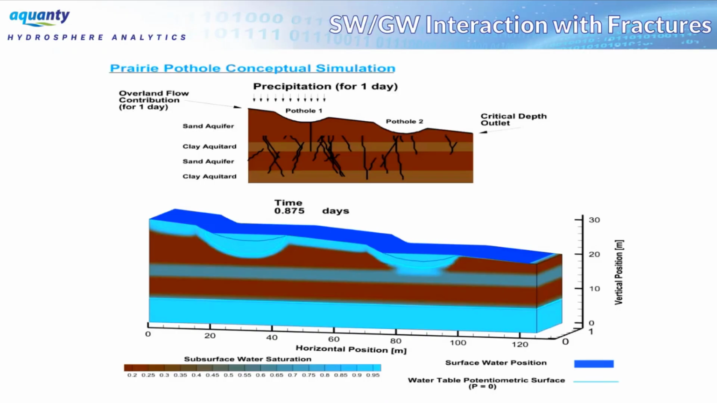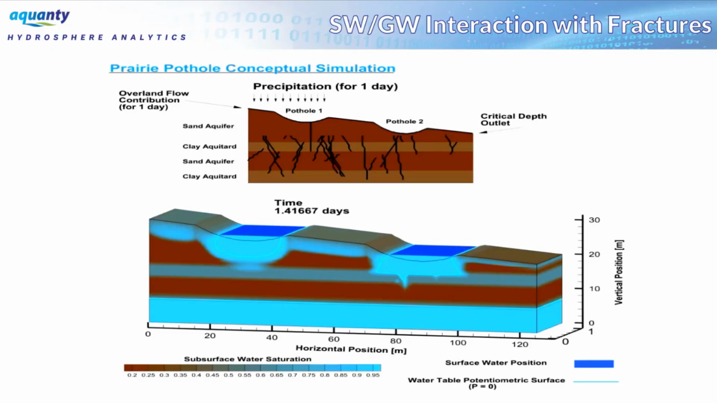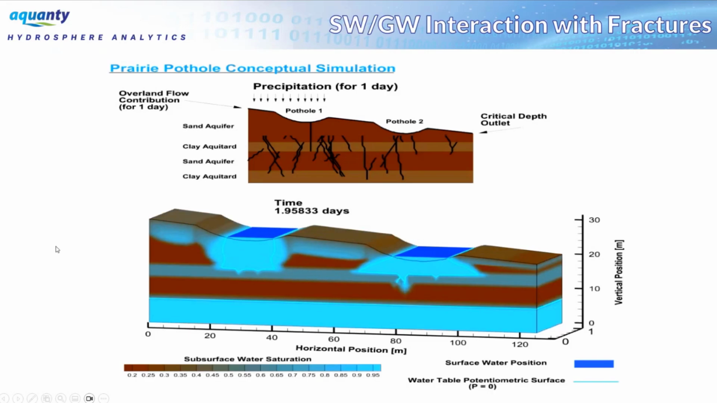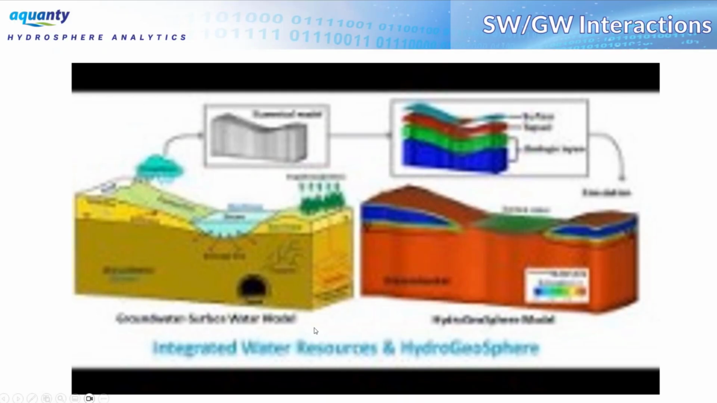This is really what HydroGeoSphere is all about: the dynamic linkages, or dynamic exchange of water from the surface to the subsurface, and a really highly detailed representation of variably saturated flow in the subsurface.